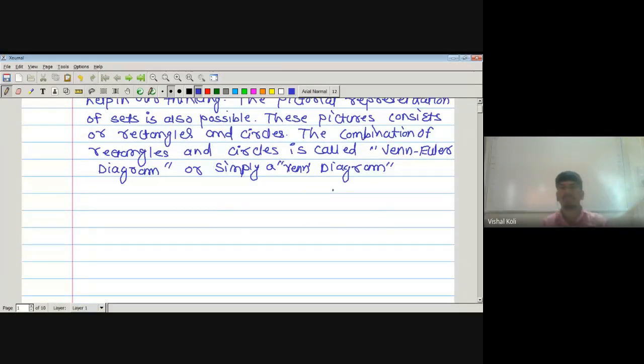For example, suppose there is one universal set U, and we have to say that A is any subset of U. Then we can represent this in picture form, that is in diagrammatic form. First we take the universal set U, and then A is a subset of U. In this way we can represent sets by using diagrams also.